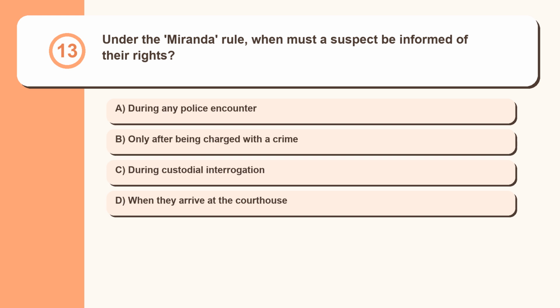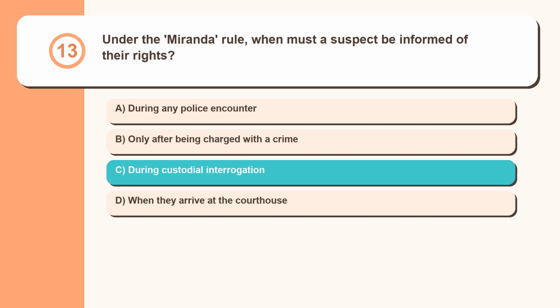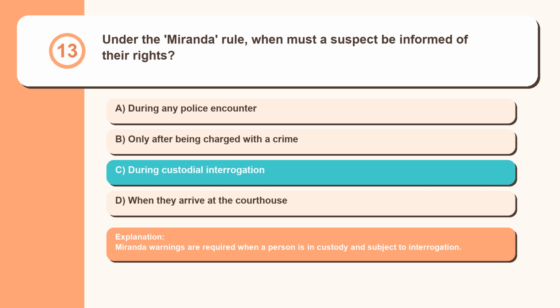Question 13. Under the Miranda rule, when must a suspect be informed of their rights? During any police encounter, only after being charged with a crime, during custodial interrogation, or when they arrive at the courthouse. Miranda warnings are required when a person is in custody and subject to interrogation.